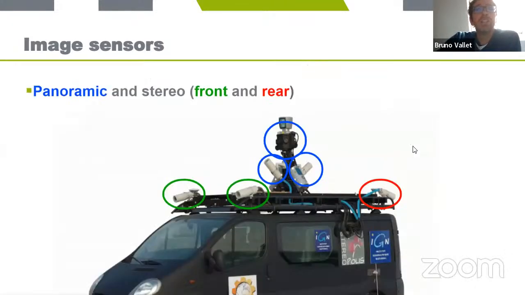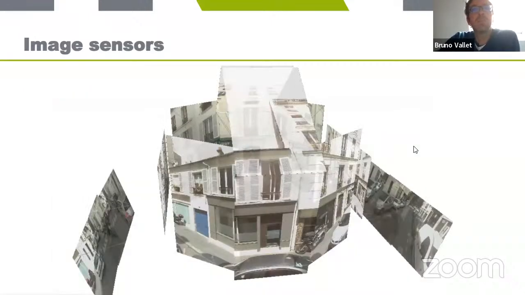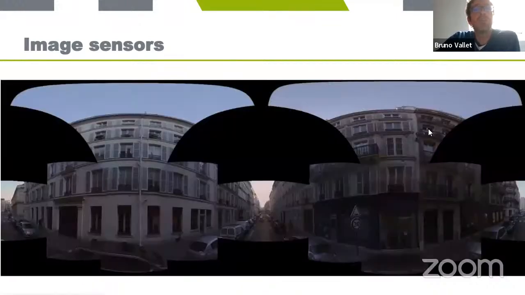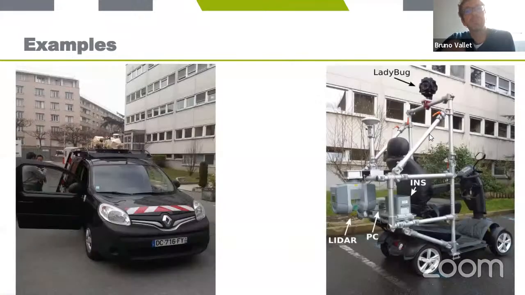Then in addition to these LiDAR sensors, we also have imaging sensors. In this case, we had a panoramic head in blue and stereo pairs looking in front in green and looking back in red. Once you have calibrated all these images precisely, they give you interesting radiometric information on the surroundings of the vehicle that you can aggregate this way. This was an old panoramic head where the complete hemisphere was not covered. But nowadays, all the panoramic sensors used in mobile mapping cover the whole hemisphere.